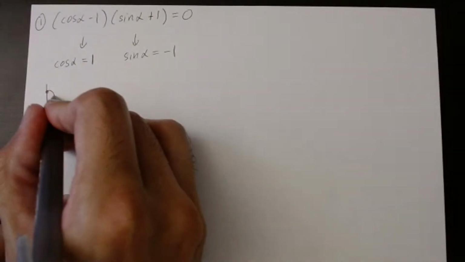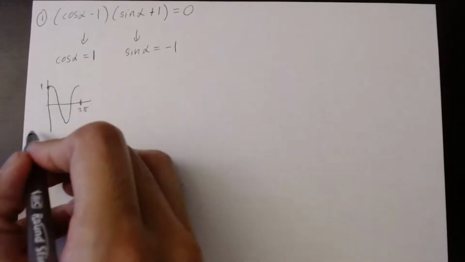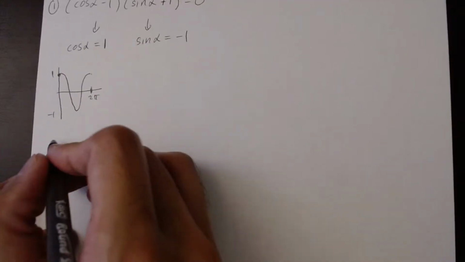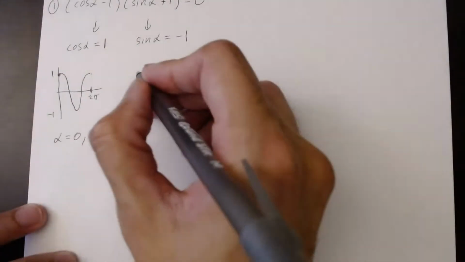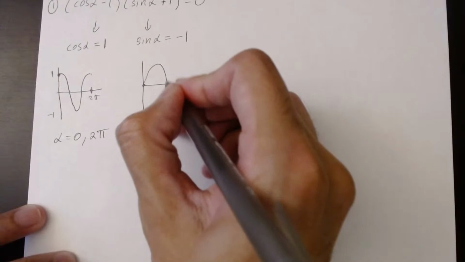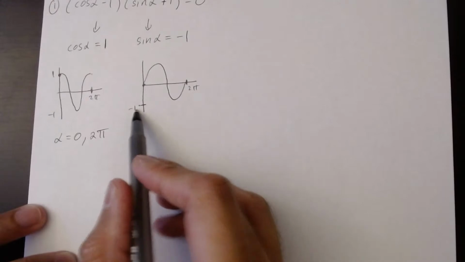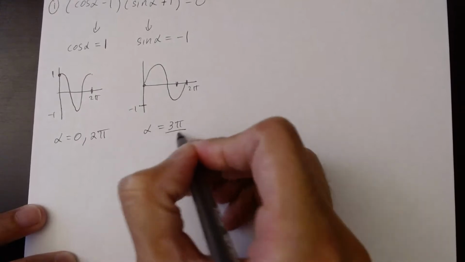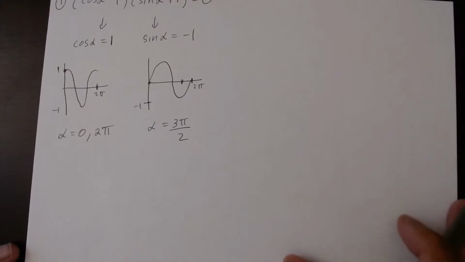Cos graph just looks like this. And my solutions between 0 and 2 pi, where cos alpha is 1, are just 0 and 2 pi, these 2 points here. So alpha equals 0 or alpha equals 2 pi. Then for a sine graph, the sine graph looks like this. -1 is down here, that's 2 pi. So sine alpha is -1 at 3 pi over 2. And these are my three solutions for this question.